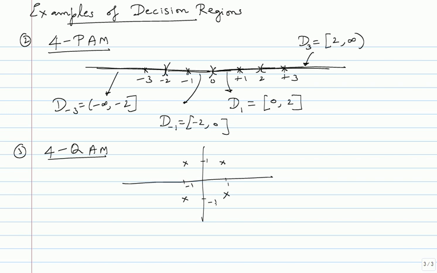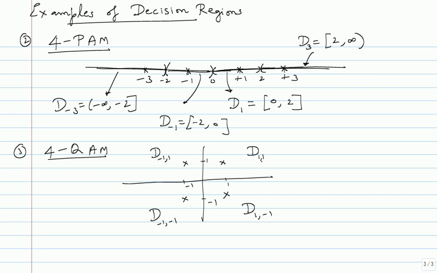And what would be the set of all points which will decode to each point? Yeah, the 4 quadrants, right? So it's really easy to write down. This is going to be D11. This is going to be D-11. This is going to be D-1-1. This is going to be D1-1. Okay, the 4 quadrants are the decision regions for 4QAM.